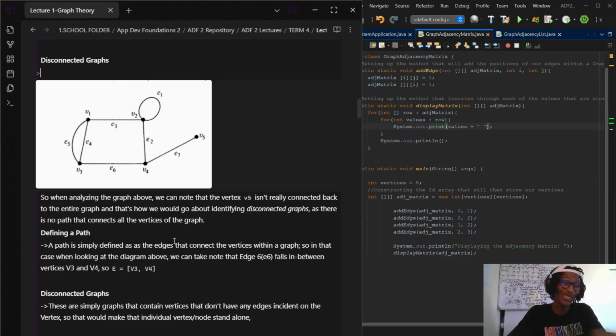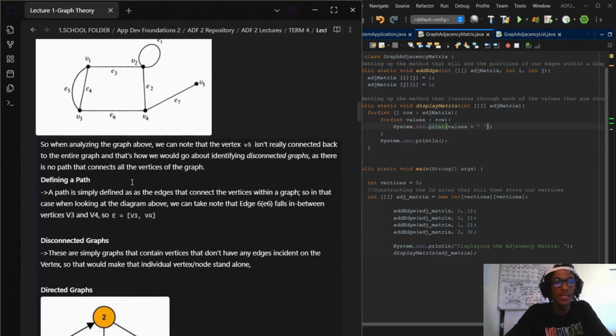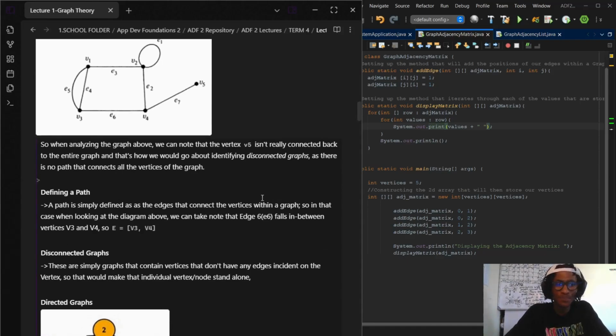Okay, I was mistaken. A disconnected graph just means that the whole entire thing doesn't come back into one initial route. You can't travel around the whole entire graph. There will be one path missing to connect the entirety of it. Then we jump into defining a path. A path is simply defined as the edges that connect the vertices within a graph. So when we look at the diagram above, we can take note that E6 falls in between V3 and V4. That is the path from point A to point B. It's just like the walkway, practically.